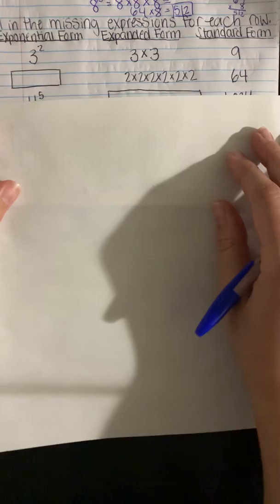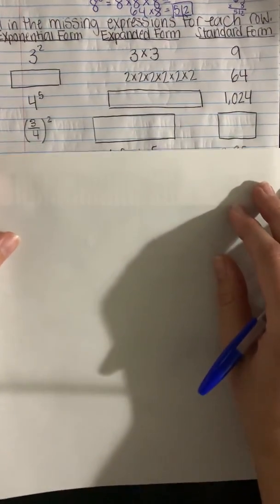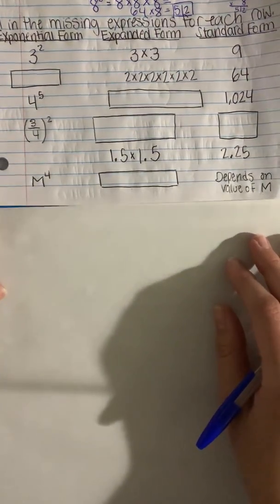So you need to fill in the missing boxes here and then check in with your team. As soon as that's done, you can look at the exit ticket problems on Google Classroom.